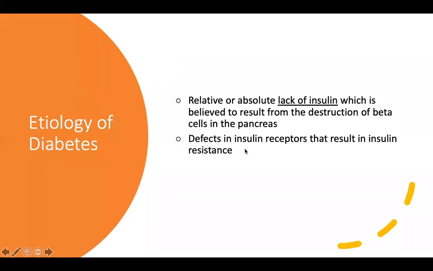So with diabetes, we either have no insulin or we have not enough insulin. Now you remember that we had those insulin receptors, right? Sometimes the insulin receptor just isn't very good. So we have this insulin resistance where we still have the insulin, but the receptor just isn't very good, so it doesn't work very well.